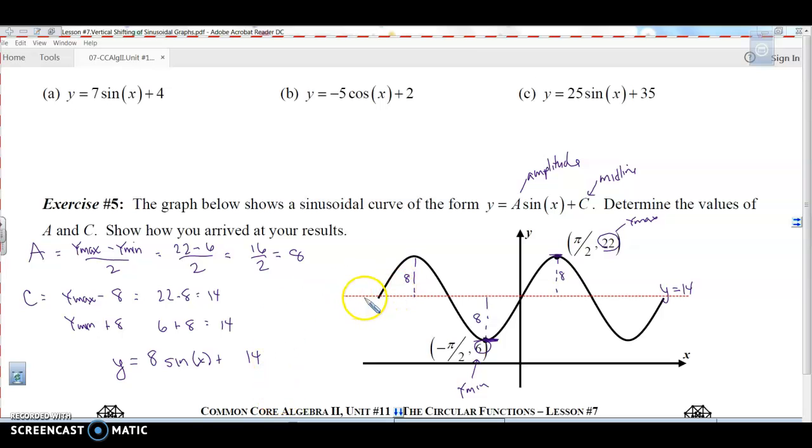So to figure that out, you need to know the midline, how high the wave is, and then where the midline falls in relation to the amplitude. Okay, so you should be able to figure out A and C when you work these out.